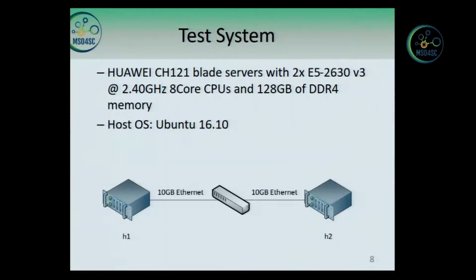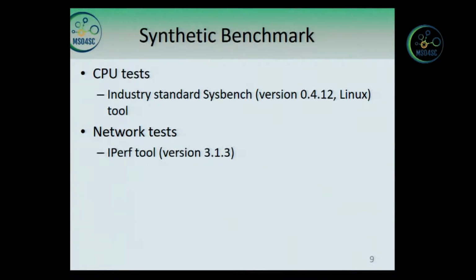Okay, the test system. We used Huawei blade servers to test these containerization techniques with Ubuntu hosts, and for that we used two computers, each with the same configuration, and we used 10G Ethernet for benchmarking network performance. Synthetic benchmarks: for synthetic benchmarks, CPU tests were made by Sysbench. It is an industry standard benchmarking tool for CPUs, and network tests with the industry standard iPerf. These are the versions we used.